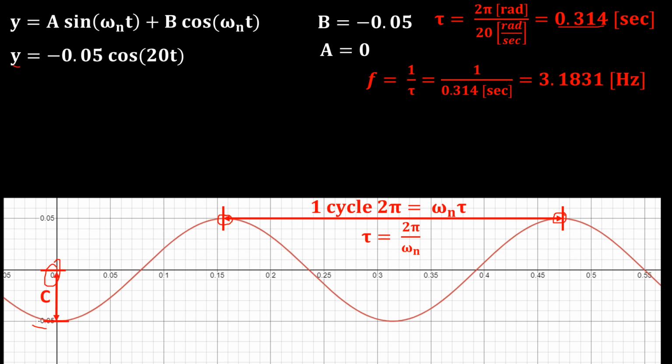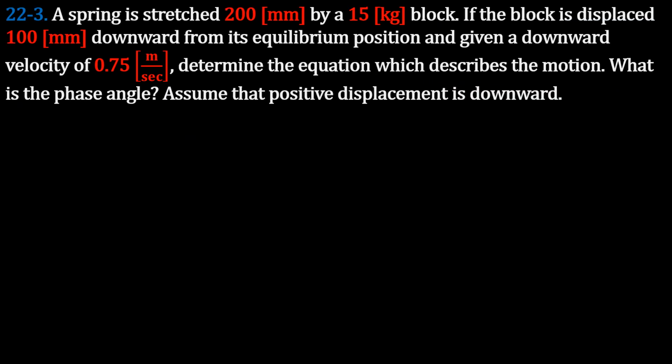Next, we want to find the amplitude, the highest point that this mass will reach as a linear displacement. So here C is equal to the square root of A squared plus B squared. So C is equal to what? A is 0 and B is 0.05, squared. So that will give you the value. We got over it. So now let's solve a third problem, 22-3.